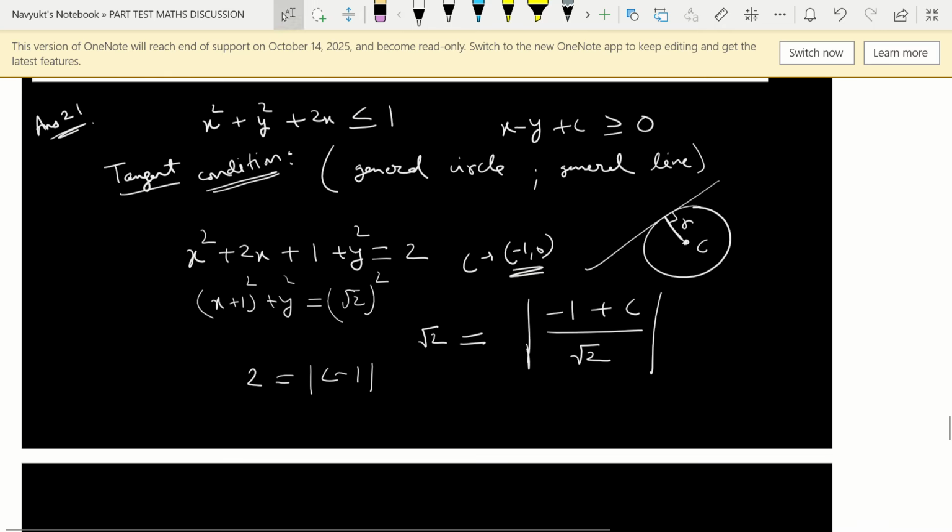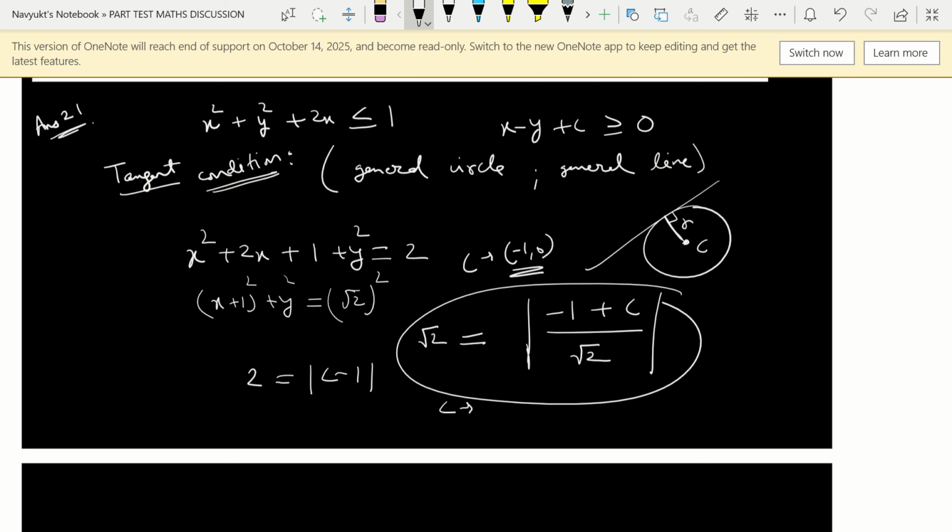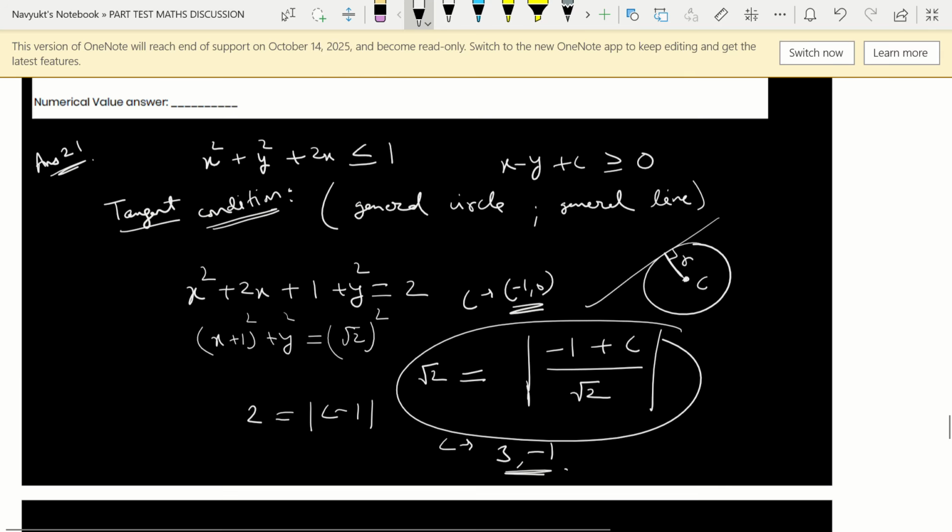Now what are the values of c we would be getting? Don't forget this mod in the distance formula too. So c gets us either 3 or minus 1. Fine. So what is the sum of values of c? The sum of values would be simply 2. That would be our final answer, 2.